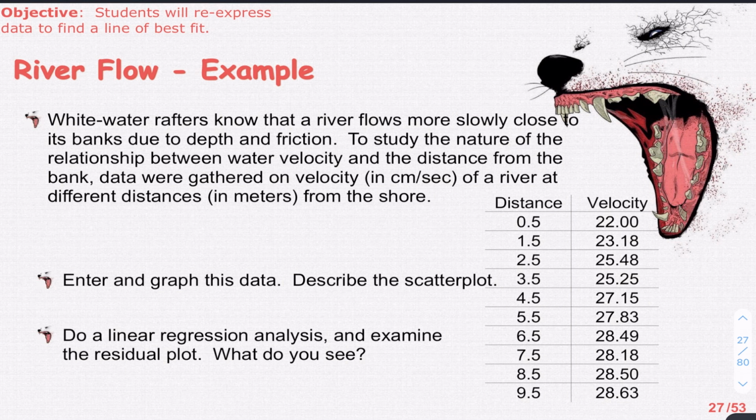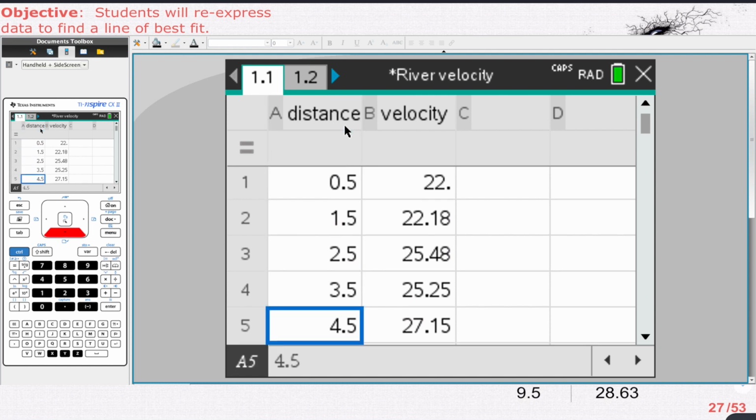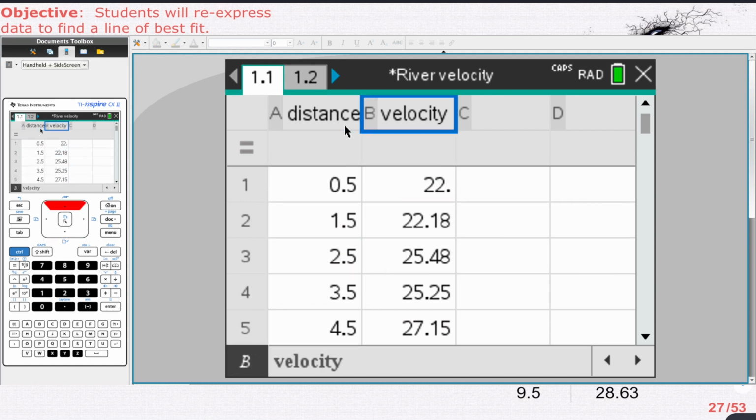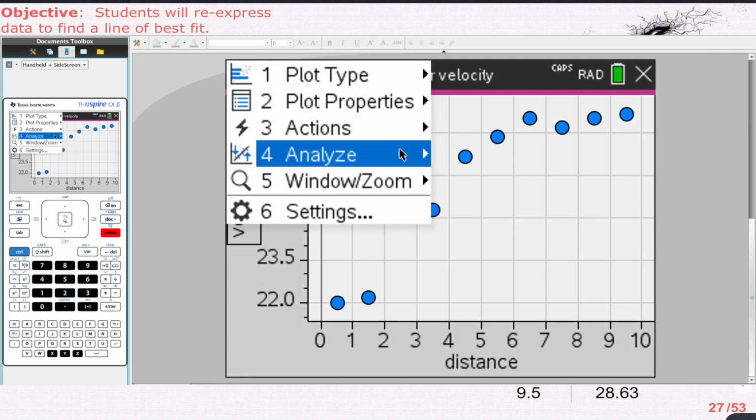Whenever we see describe the scatter plot, I want you to think shape, outliers, direction, and spread. So jumping over to our calculator, just because I want to save some time for you guys, I have my distance and all of the values entered along with the velocity. If we switch over to the scatter plot, we can see that this is a positive, moderately strong, potentially linear function. So in order to tell if a line would be a good fit, we should remember not just looking at the scatter plot, but we should look also at the residuals.